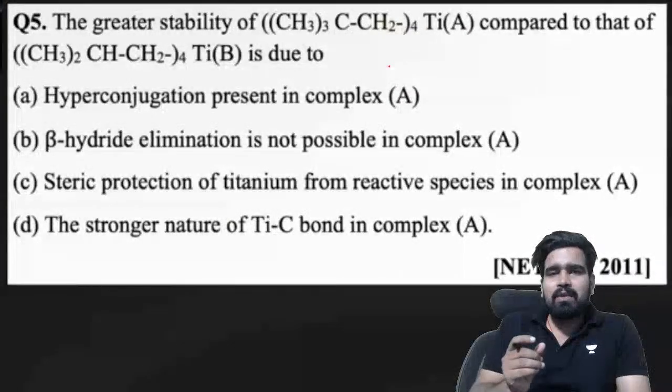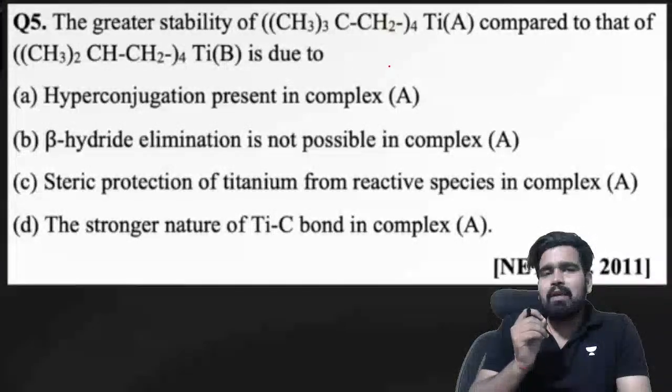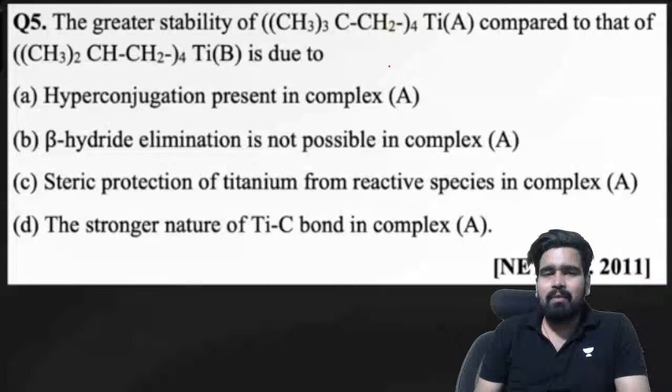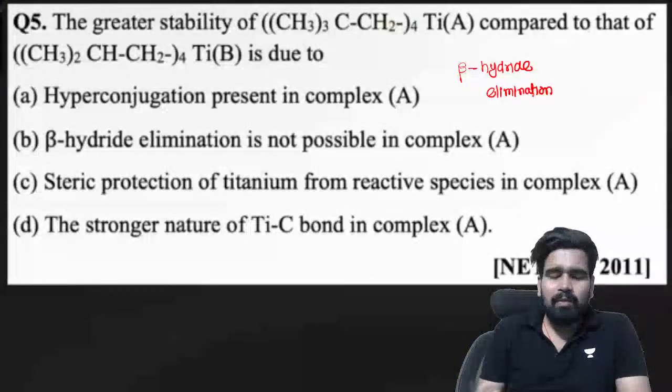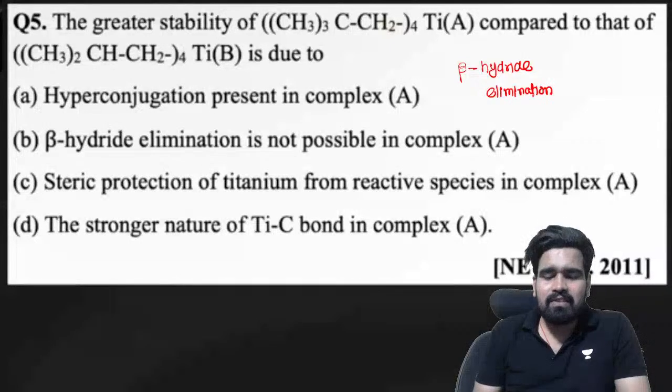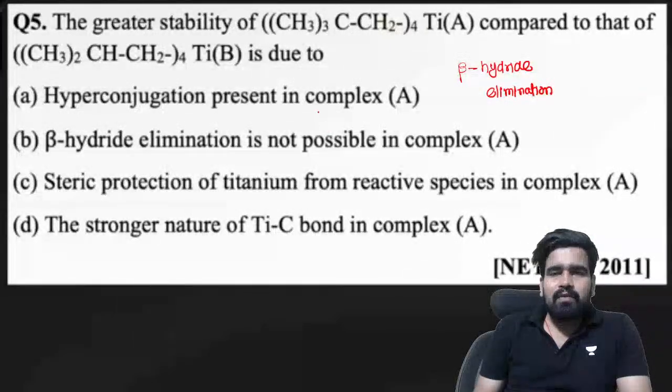If you know the concept, then you will realize the stability mainly depends upon beta hydride elimination. Beta hydride elimination tells about the stability. If a complex can give beta hydride elimination very easily, it means the complex is very unstable. So we have to check in this titanium complex.